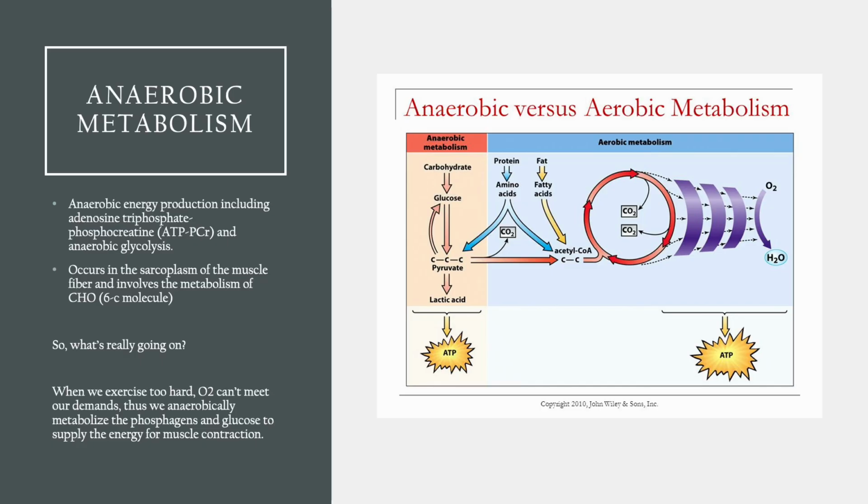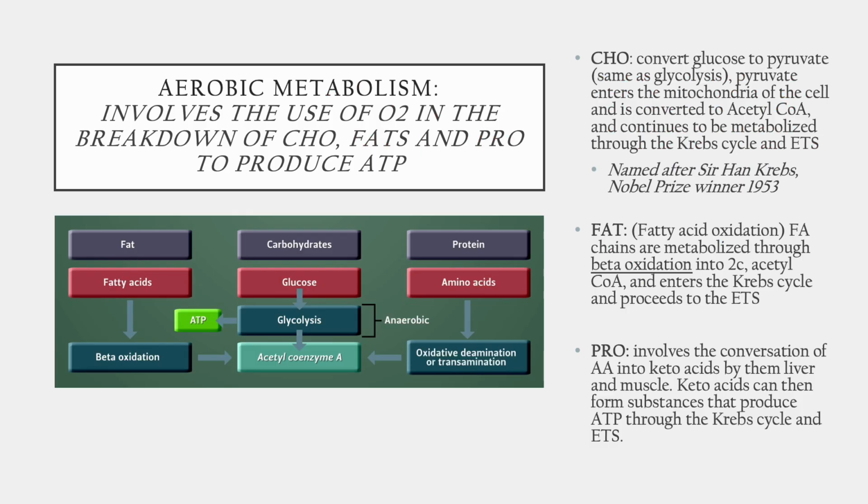So let's talk a little bit more about the anaerobic versus aerobic. So aerobic metabolism involves the use of oxygen in the breakdown of carbs, fats, and proteins to produce ATP. Remember those 3 raw materials for our metabolism to utilize and synthesize what molecule? ATP. Fat, carbs, protein. These are the 3 raw materials that are utilized to form energy.